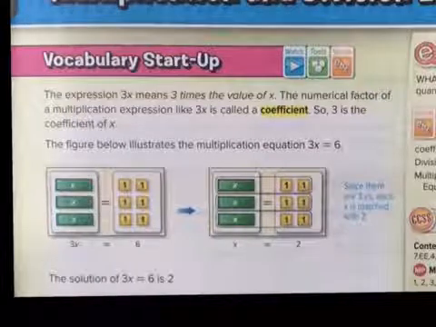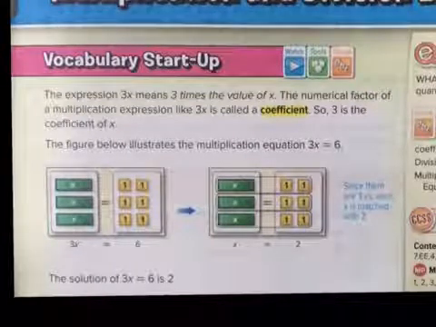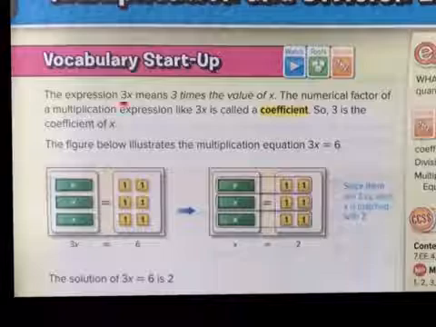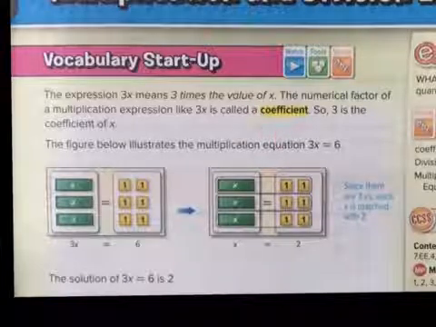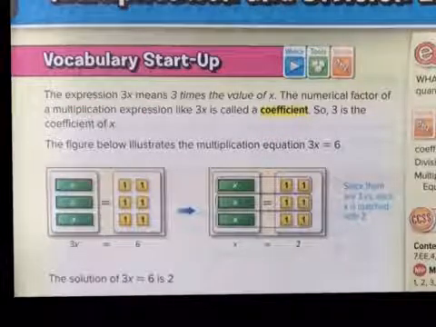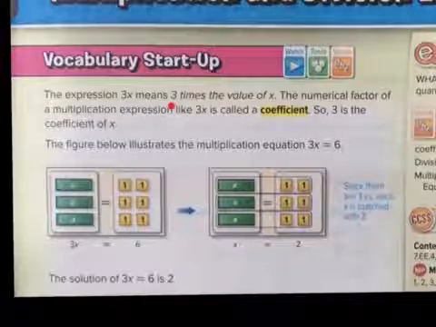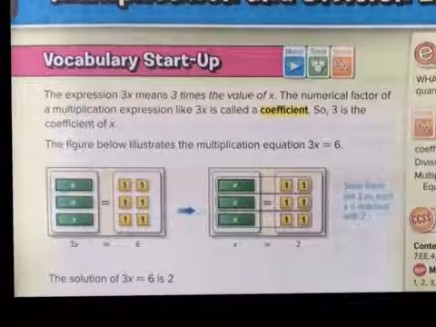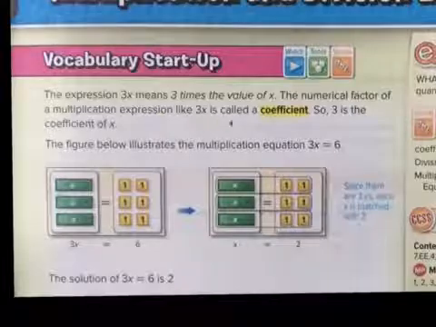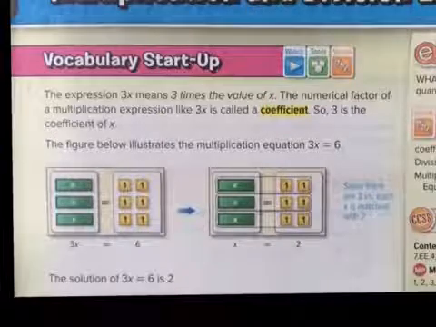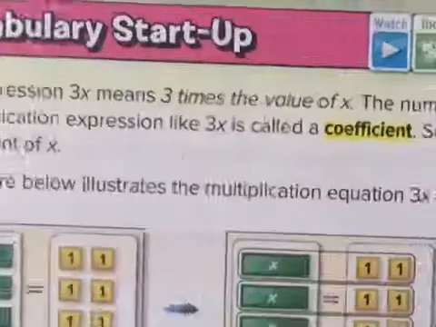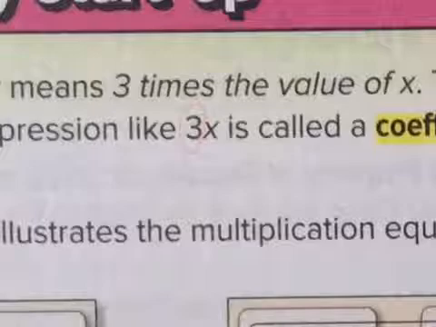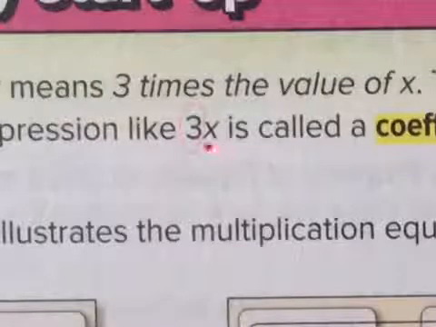When we work with multiplication and division equations, we're going to work with a number of terms, and we will work with variables and coefficients. The expression 3x means 3 times the value of x, so 3 x's, right? The numerical factor of the multiplication expression, like 3x, is called a coefficient. The 3 that you see right there works with the x. That's called the coefficient because it will change the value depending on the value of x. They're being multiplied with x.